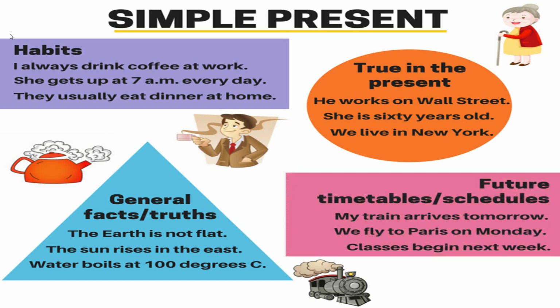And the last one is, for future timetables or schedules also we use it. Like, my train arrives tomorrow. We fly to Paris on Monday. Classes begin next week. Okay, so you can also write about your schedule. Like, I get up early in the morning at 6 a.m. I take my breakfast at 8 a.m. I go to school or I catch my bus at 8:30 a.m. Like this.